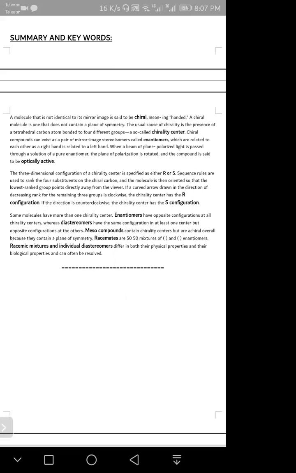Then the other topics are meso compounds, which contain chirality centers but are achiral overall because they contain a plane of symmetry. And racemic mixtures are 50-50 ratio mixtures of positive and negative enantiomers, R and S. The racemic mixtures and individual diastereomers differ in both their physical properties and their biological properties and can often be resolved.